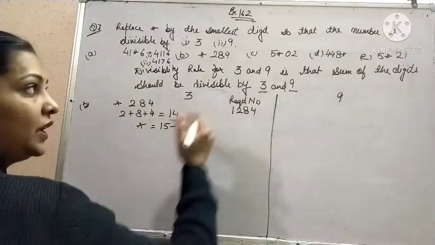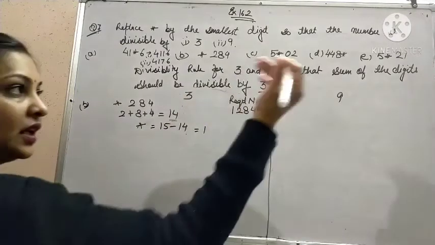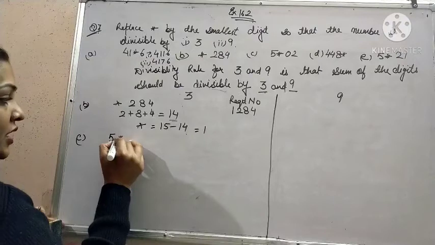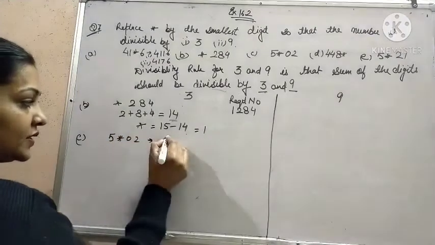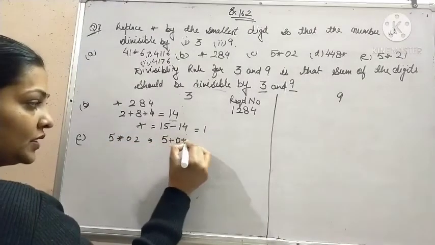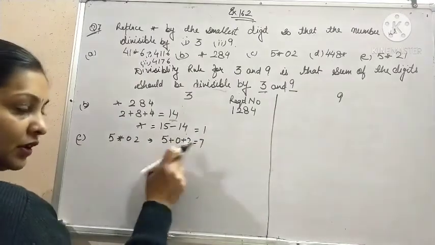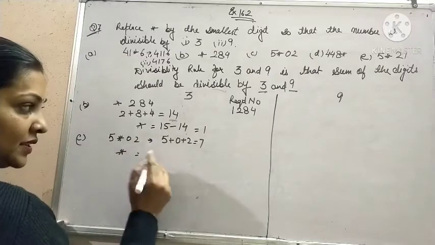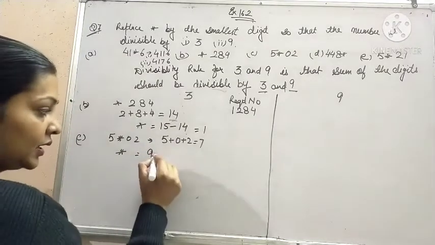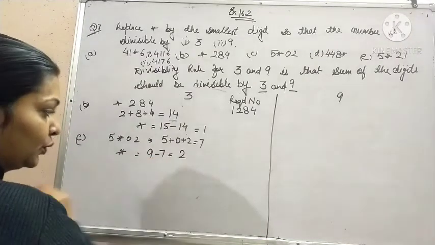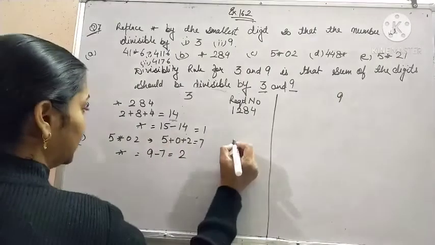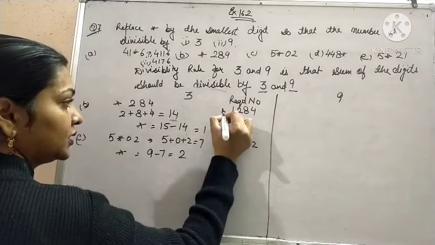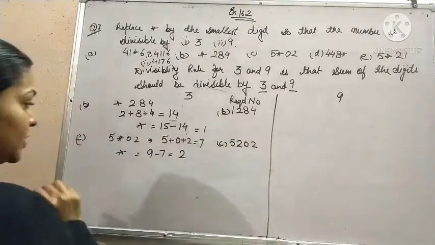Okay, let's complete for 3 only, and after that we will move for 9. In C part we are having 5 star 0 2. Sum of the digits 5 plus 0 plus 2, that is equal to 7. Not divisible by 3. What is the next number which is divisible by 3? It is 9. 9 minus 7, 2. So the required number is 5202. This is for B part and this is for C part.